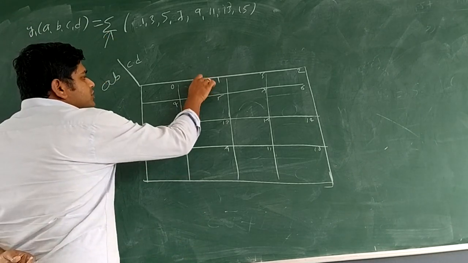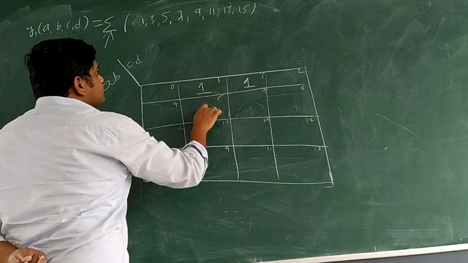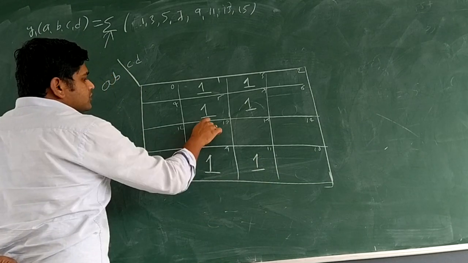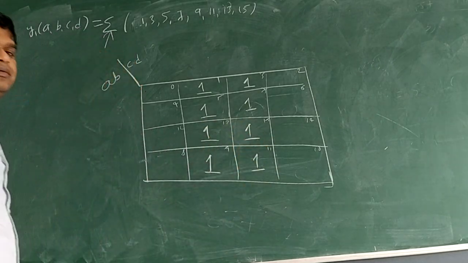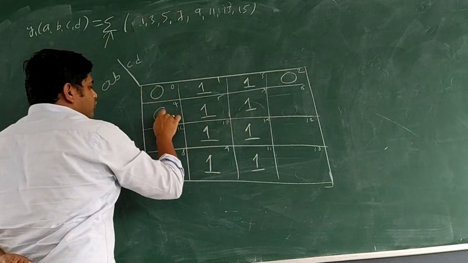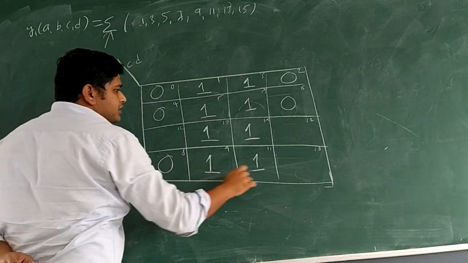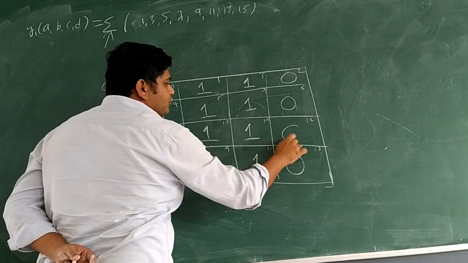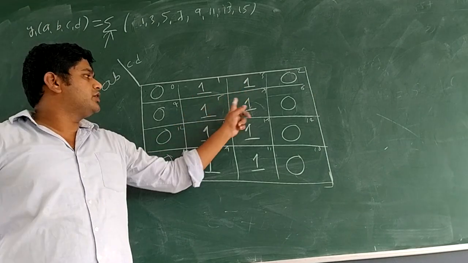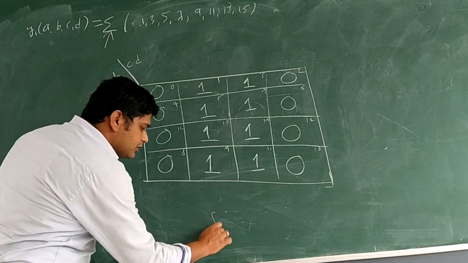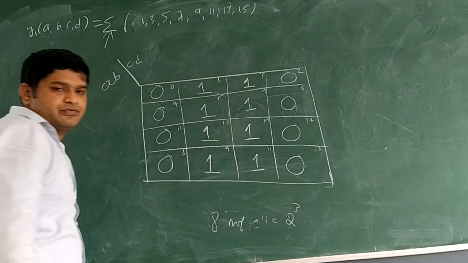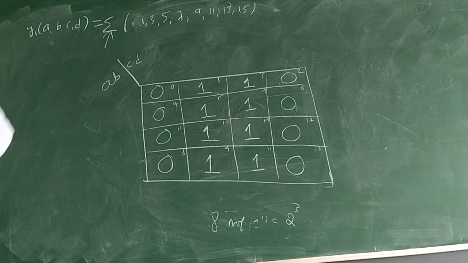So what are the given terms? 1, 3, 5, 7, 9, 11, 13, 15. Okay, non-given cell numbers 0, 2, 4, 6, 8, 10, 12, 14. Okay. So now you think 1, 2, 3, 4, 5, 6, 7, 8. There are 8 number of ones. What is the power of 2? 2 raised to 3. That means 8.